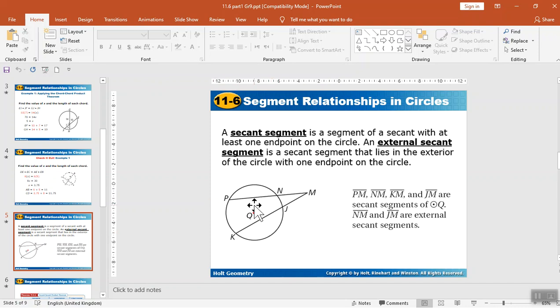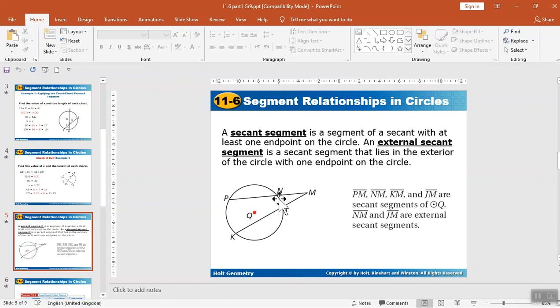Now, the secant, we said before that the secant is a line. Now, this is a segment, which is a part of the secant. PM is a part of the secant. So, PM and NM, KM, and JM are all secant segments of circle Q.